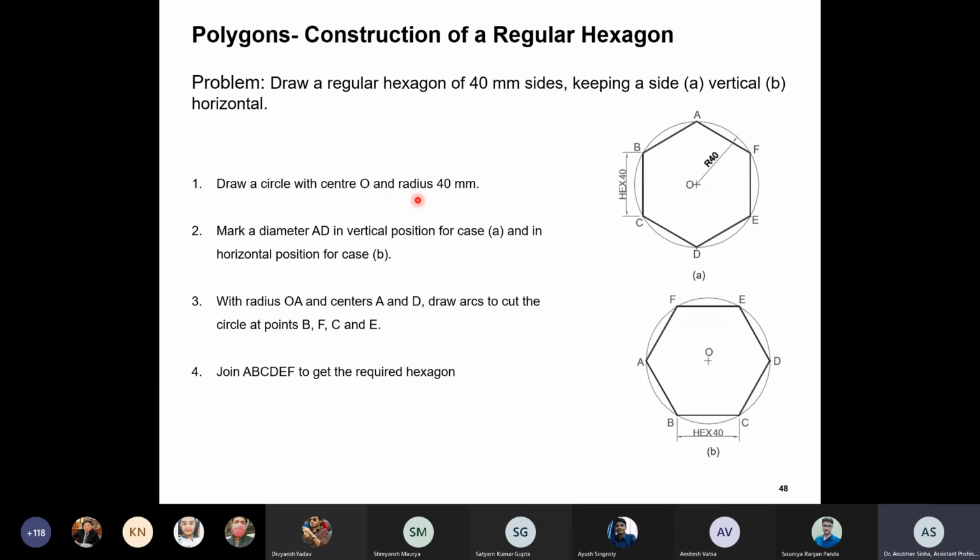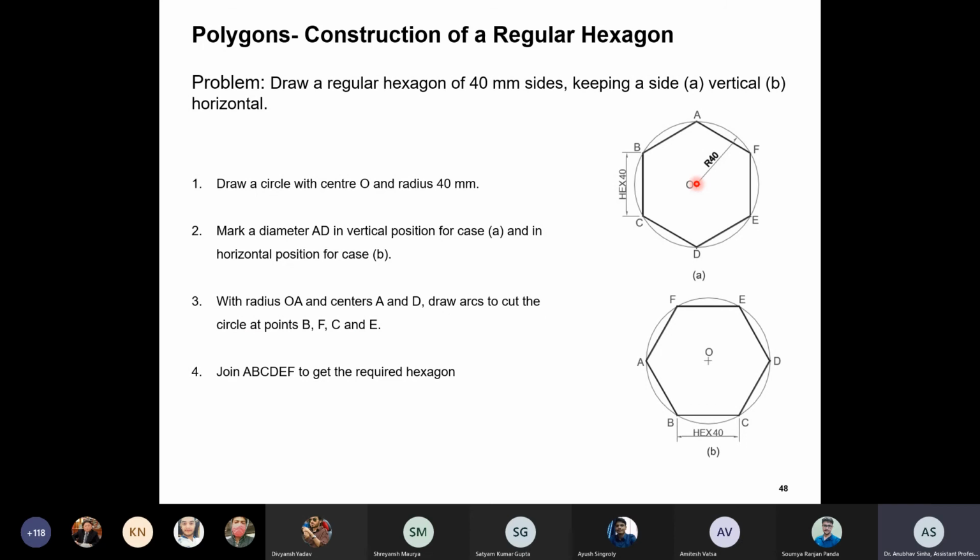So you need to draw a circle with center O and radius 40 mm. Then mark AD in vertical position for case A. So this is your vertical position, or you can make a horizontal position. These are the two parts of this question. Then with A and D as centers and radius equal to the circle's radius, draw arcs to cut the circle at points B, F and E.